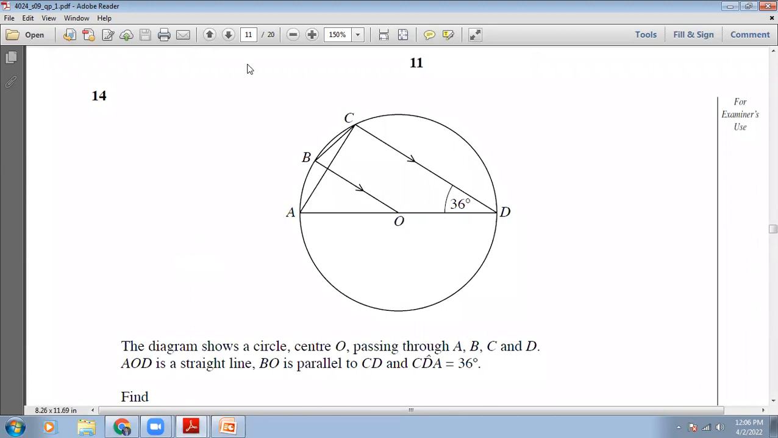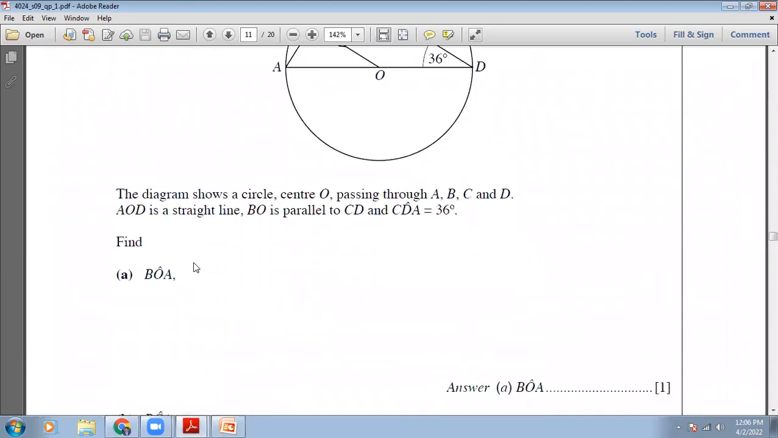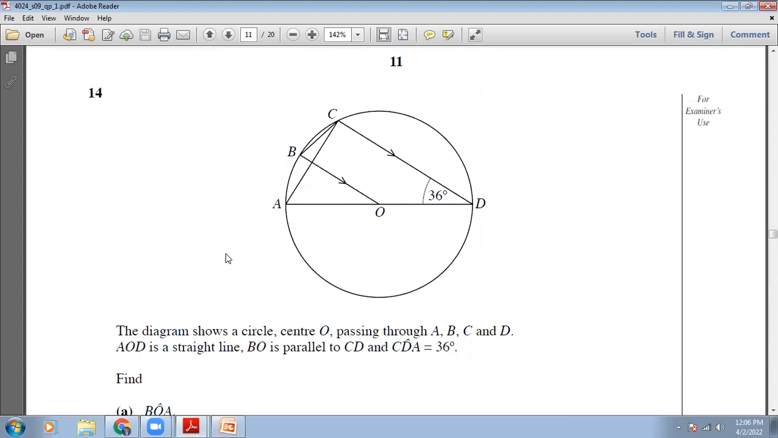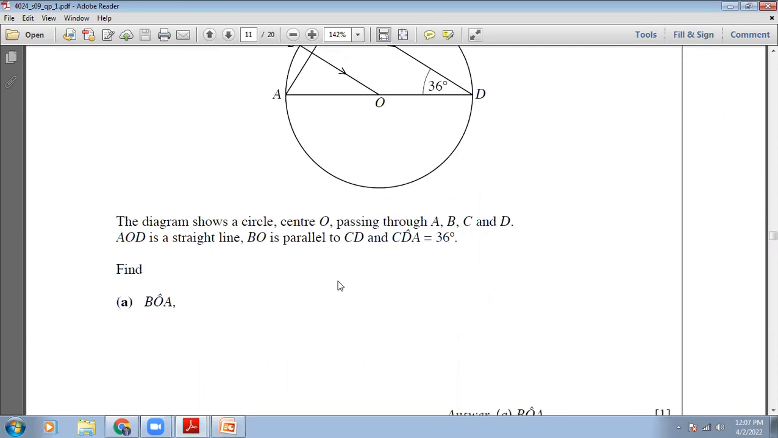Now we go to question number 14. It says the diagram shows a circle with center O passing through A, B, C, and D. AOD is a straight line. BO and CD are parallel to each other, and the angle CDA is 36. Because these are parallel lines, this angle and this angle will be corresponding to each other, so they will be the same.